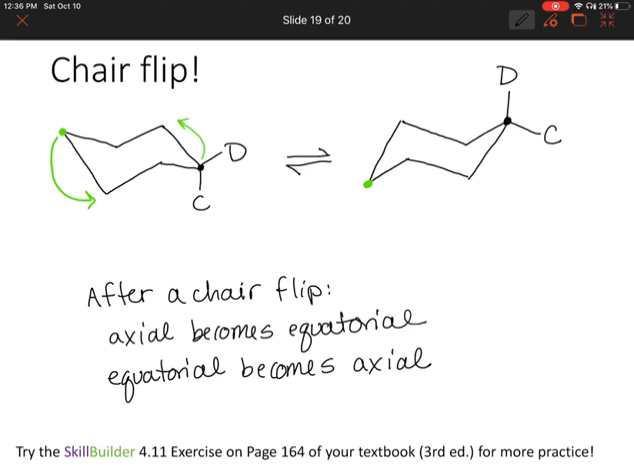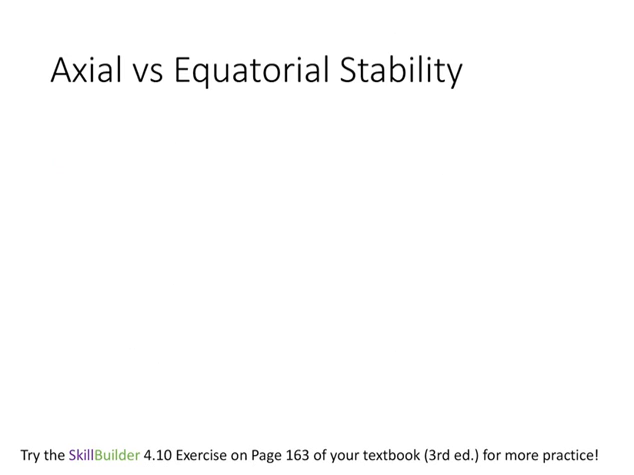Now let's talk a little bit about the stability of these different positions. Is axial more stable than equatorial or vice versa? But if you do want to practice this a little bit more, I recommend Skill Builder 4.11 on page 164. Okay, so let's talk about the stability of these positions.